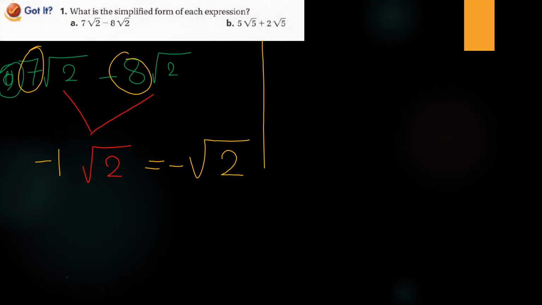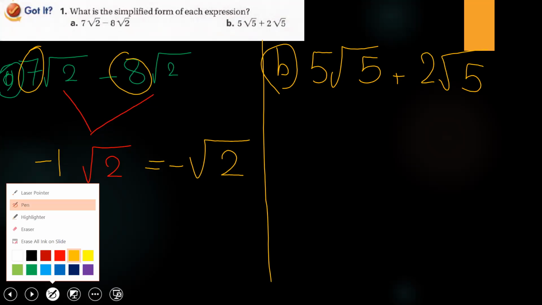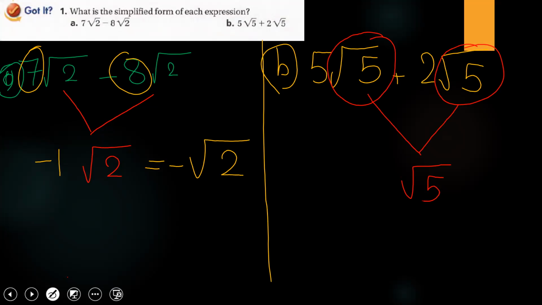Let's solve B now. Here we have 5 square root of 5 plus 2 square root of 5. Here we have the same radicals, so let's choose one of them. And then let's add 5 plus 2. 7. Exactly. They are 7 square root of 5. And by now, is it clear? Yes, teacher.